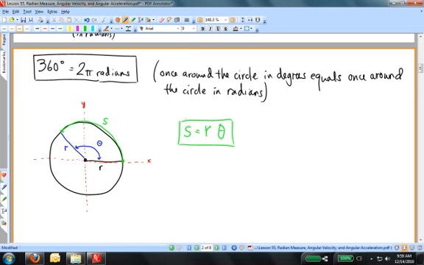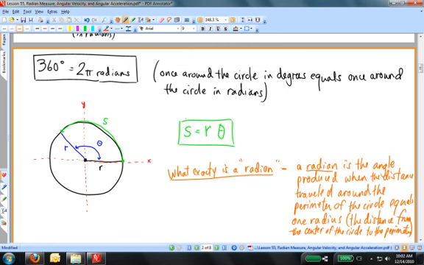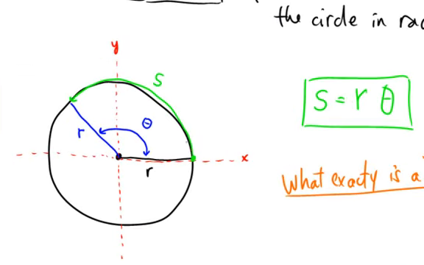Some people might ask, well, what is a radian? And the answer to that question is that a radian is the angle that's produced when the arc length around the circle is equal to 1 radius of the circle. It turns out that 1 radian is equal to just over 57 degrees. So on our circle here, if I went a distance around the circle that was equal to 1 radius here, then the angle that would be produced right here would be 1 radian.